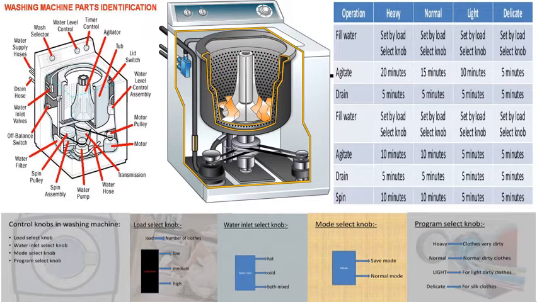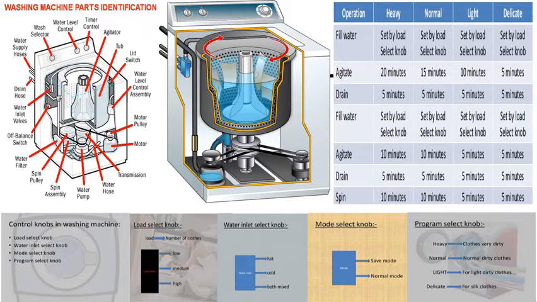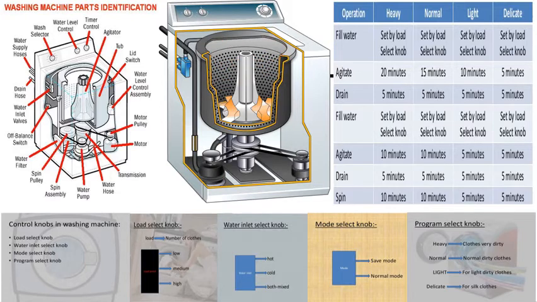The next knob is the program select knob. Usually, the machine is programmed to wash clothes in four different settings such as heavy, normal, light and delicate. When the clothes are very dirty, the heavy knob will be selected. For normally dirty clothes, the normal knob is selected. Delicate is used for silk clothes. To wash clothes completely, the controller should select the parameters based on the program select knob.